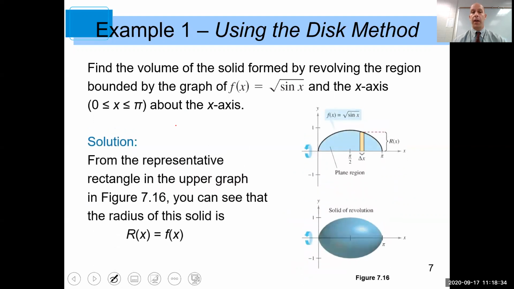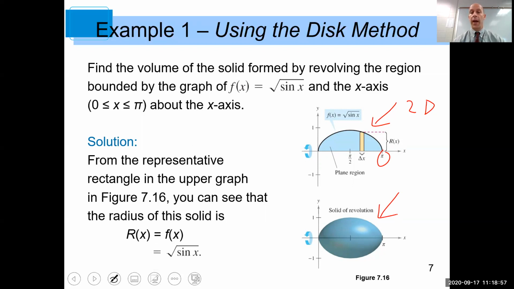So graphically, this is what we're going to have. Here's our 2D shape. That's actually, I'm sorry, that's the square root of the sine curve from 0 to pi, which is what we're looking at. And now we're going to revolve this around the x-axis. That's going to give us this solid here.